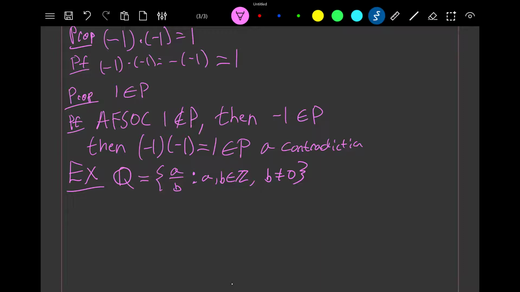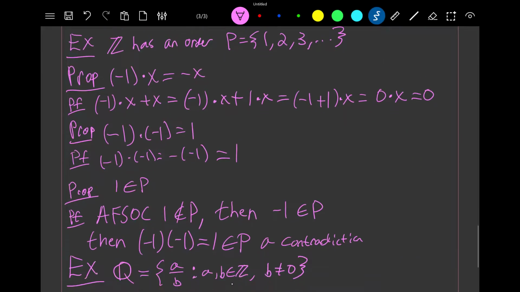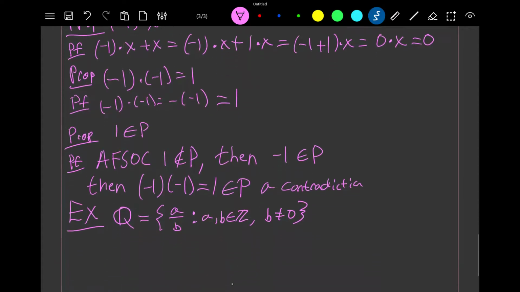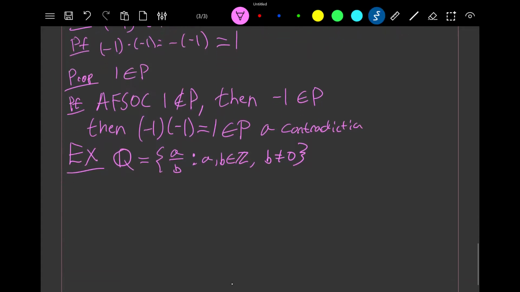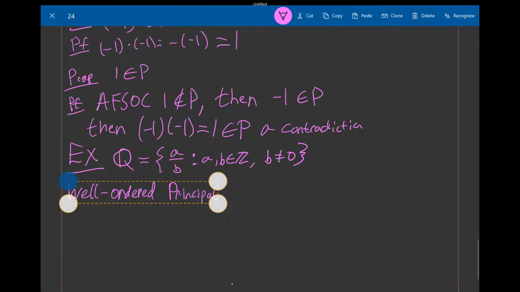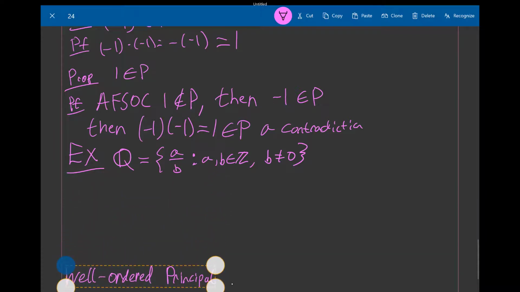So we don't have the integers just yet. There's something more that the integers must satisfy that we need to classify them. And that is going to be the well-ordered principle. Actually, I want to move this down some.